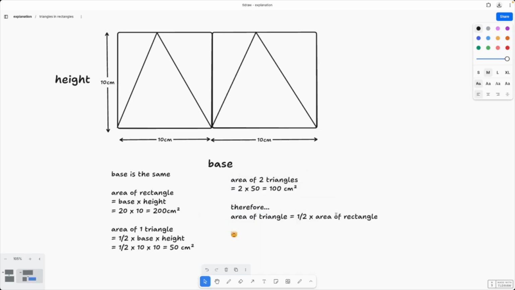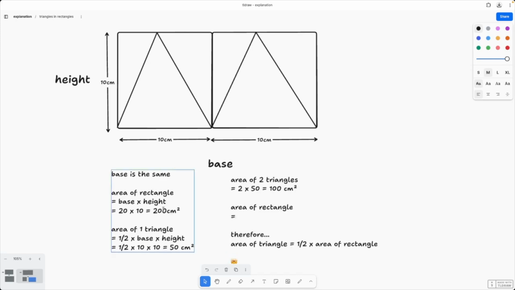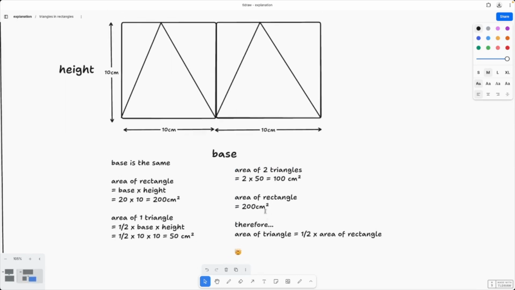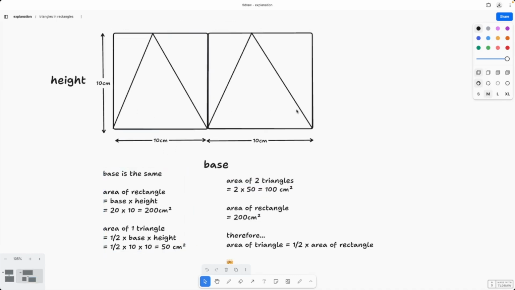So the area of the rectangle is equal to 200 centimeters squared in this case. That means the area of the triangles over here is half of the area of the rectangle. You might think that since the bases are the same, that's why it can be half. You're right. But what if I change these two bases?